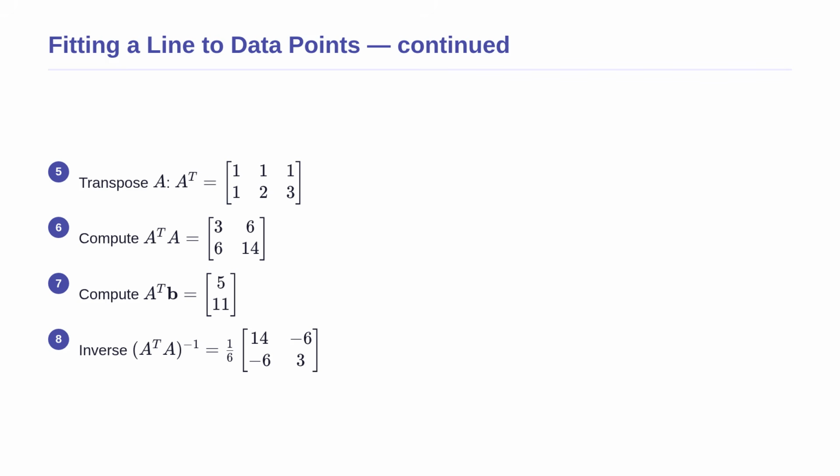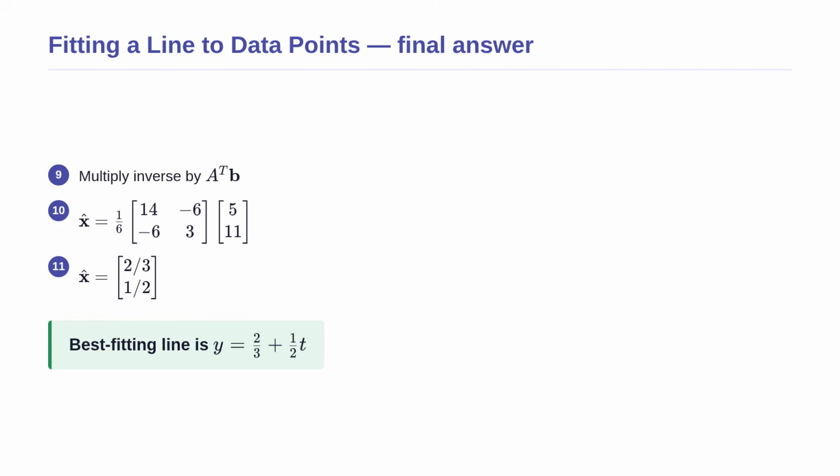Finally, we calculate the inverse of A transpose A by finding its determinant, which is 6, swapping the diagonal elements, and flipping the signs of the off diagonals. Now we put it all together. We multiply our inverse matrix by A transpose B to find our final answer.